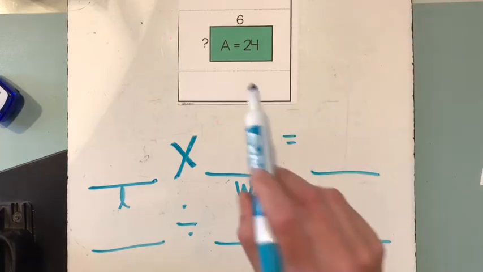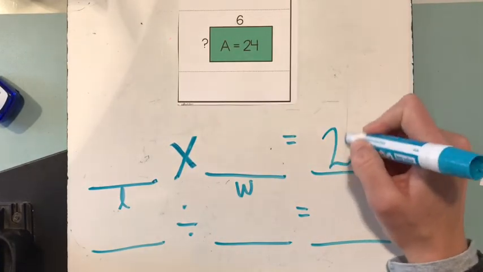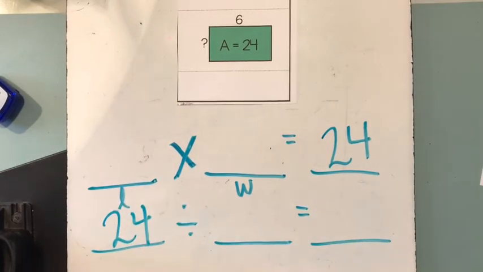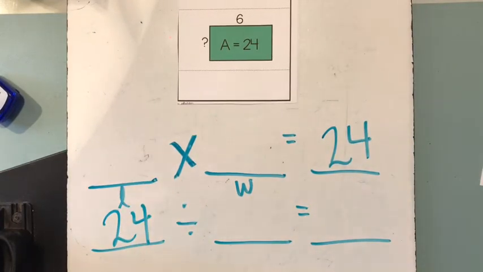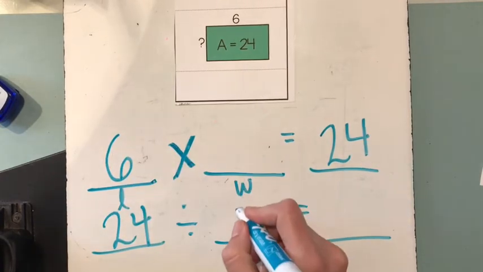Okay, so I see here that I have an area of 24. That is my total, so I'm going to fill that in here. Okay. Now what do I know? Do I know the length or do I know the width? I know the length. So the length is 6. So I'm going to fill that in and I'm going to put that here too.